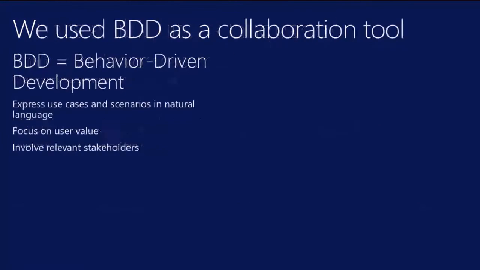In the system, we used something called behavior-driven development. Anyone familiar with BDD? A few? Okay, great. So we used BDD as a way to sort of drive the collaboration between developers and domain experts. With behavior-driven development, you express use cases, features, scenarios using a natural language. But it's not just any natural language. You express it in your ubiquitous language. You focus very much on user value, and you involve the relevant stakeholders, meaning domain experts, meaning developers, and possibly other stakeholders that are relevant for you.